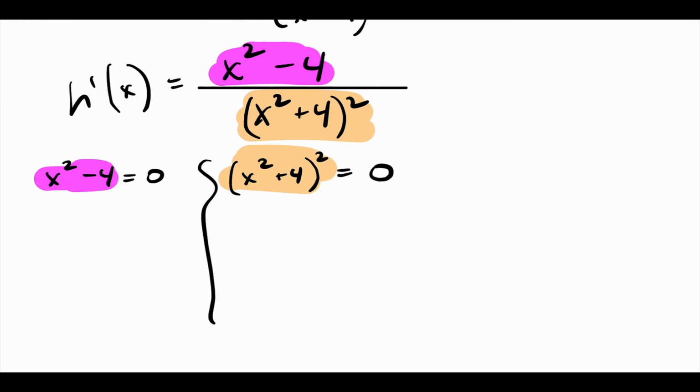So the purple part, the numerator, there's a couple ways. You can add 4 to both sides and take the square root, or you can just say, hey, it's difference of squares. This is difference of squares, x plus 2, x minus 2. And set those both equal to 0.